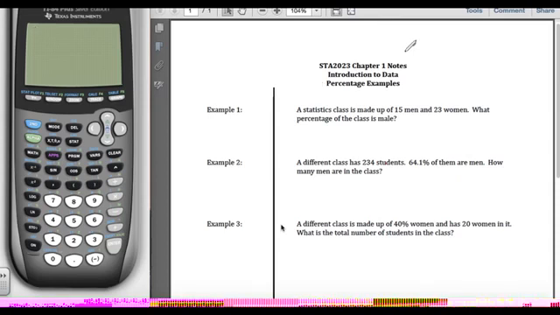This video is a continuation of the previous video about two-way tables. We're going to focus on some percentages, a little bit more with 3 percentage examples.